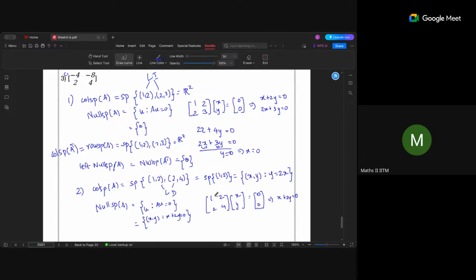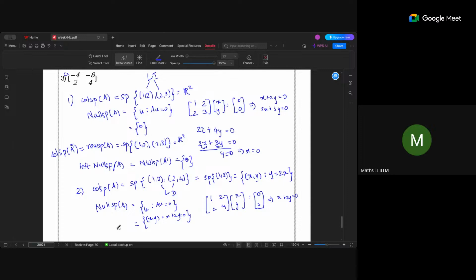Can you see the relation between these two? You have 2x minus y is equal to 0 and you have x plus 2y is equal to 0. So you have (1, 2) here, and suppose I take (2, minus 1), it is satisfying this. They are orthogonal complements, right?